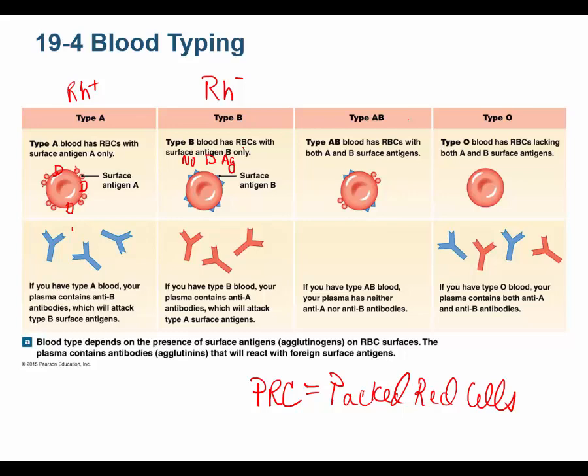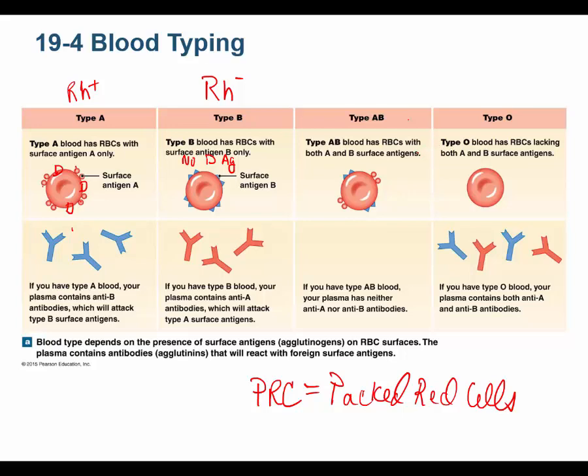If you're Rh negative, you don't automatically make anti-D. See, if you're type A, you make anti-B. If you're type B, you make anti-A. If you're type O, you make anti-A and anti-B. But if you're Rh negative, you don't make anti-D unless exposed.